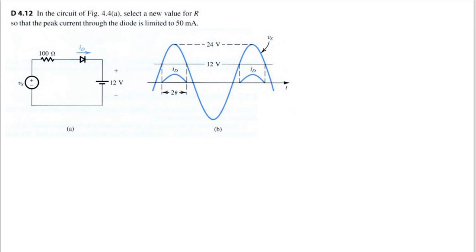Let's solve problem 4.12 for Microelectronic Circuits, 8th edition, by Sedra and Smith. So in this circuit, we want to find a new value of R so that the peak current through the diode is limited to 50 milliamps. And this is an ideal diode, by the way.